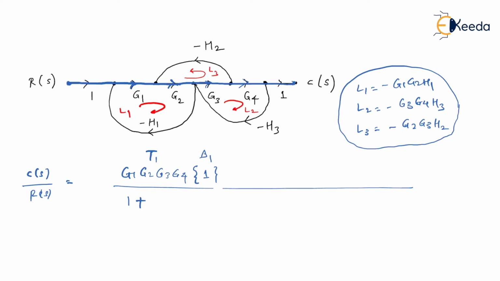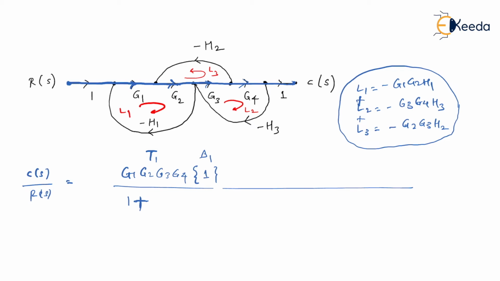So these are the values of L1, L2, L3. All of them are negative. Most of the time these loops are negative, but then we will get a positive sign because the formula says it is 1 minus something. So after taking the summation of L1, L2 and L3, the negative sign will come out, and that negative will become positive, and that's the reason why I've given a positive sign in the denominator.